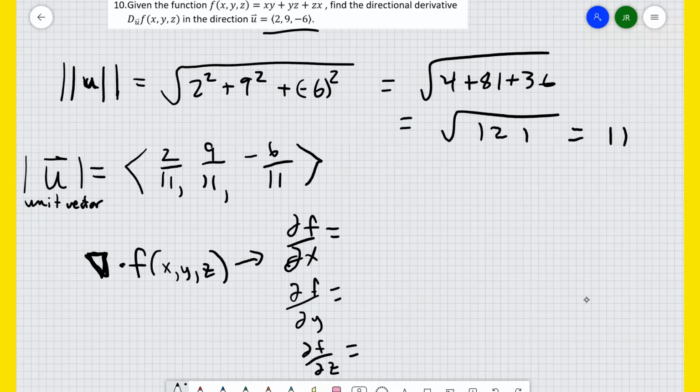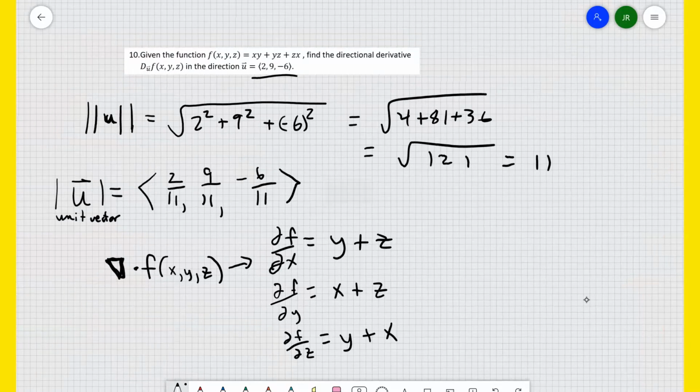Df dx is going to be the derivative of this with respect to x. So the derivative of this term is just going to be y. The derivative of this term is 0. The derivative of this term is going to be z, so it's y plus z. The derivative of this with respect to y now is going to be x plus z plus 0 there. And the derivative with respect to z is going to be 0 plus y plus x. So those are my partial derivatives. Now I'm almost done.